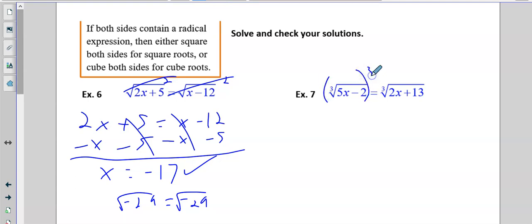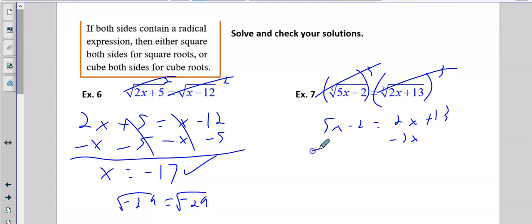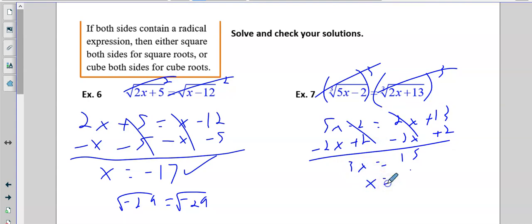Over here, since it's a 3, we're just going to cube both sides. And that leaves us 5x minus 2 equals 2x plus 13. Again, I like to keep my x's positive. So I'm going to move my numbers to the right. Gone, gone. 3x equals 15. Divide by 3, x is 5. I'm going to plug it back in. 5 times 5 is 25, minus 2 is 23. 5 times 2 is 10, plus 13 is 23 underneath the radicals. That checks out.